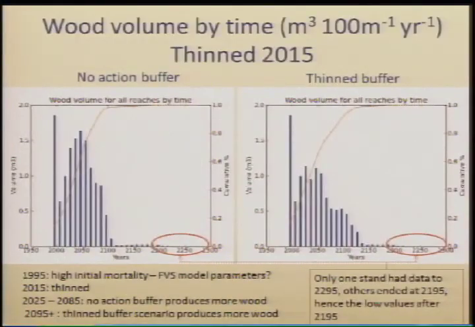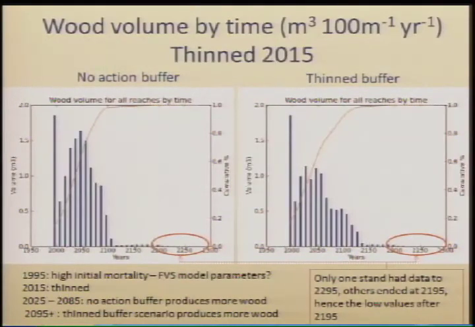So let's take that data and summarize it over all the years. So here in this case it's about 200 years of wood volume on the upright on both cases. This is the no action buffer, the thinned buffer. We had some issues that one of the stands had data to 2295, and that's why you're seeing this, there's actually some little tiny values in there.